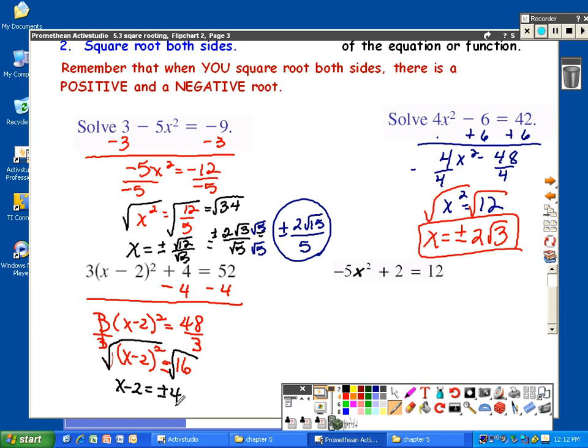I don't want what x minus 2 is, I want what x is. So I add 2 to both sides. So this results in x equals 2 plus or minus 4. That is 2 plus 4 or 2 minus 4. 6 or negative 2. Still got 2 roots.